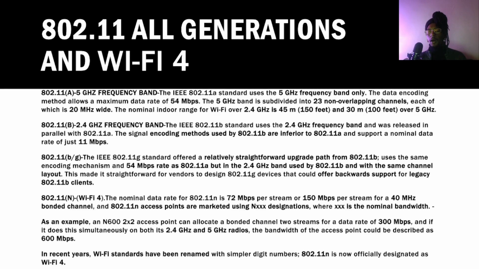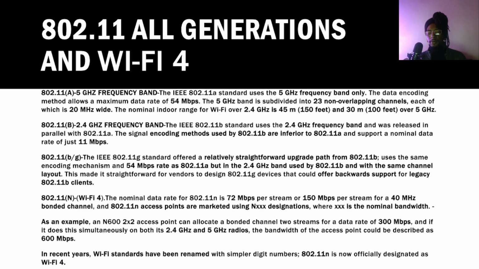802.11n, Wi-Fi 4. The nominal data rate for 802.11n is 72 megabits per second per stream, or 150 megabits per second for a nominal 40 MHz bonded channel. And 802.11n access points are marked using NXXX designations, where XXX is the nominal bandwidth.